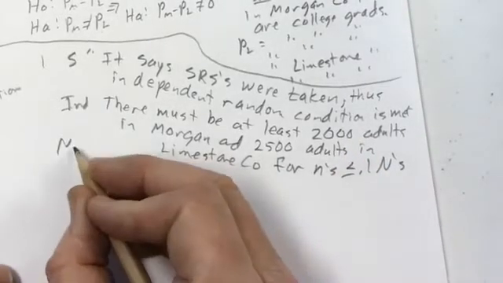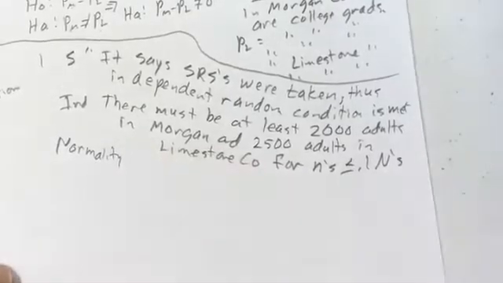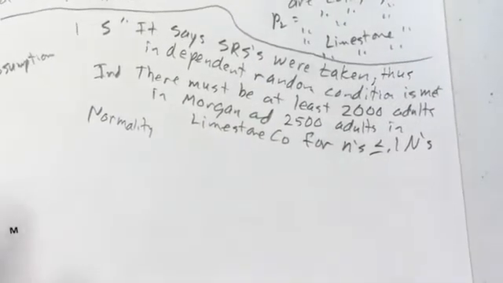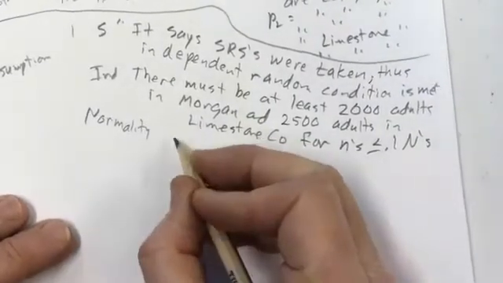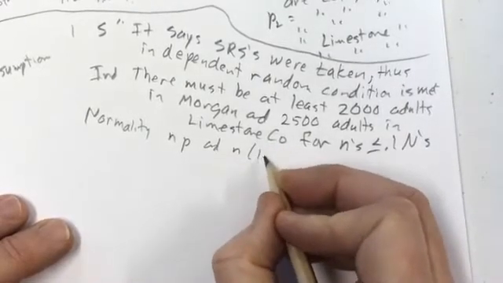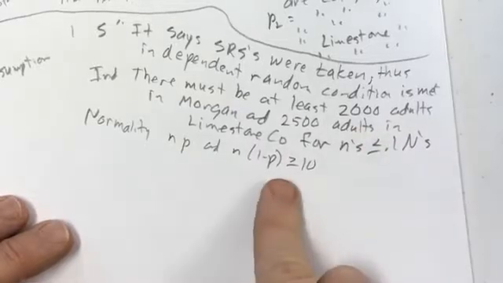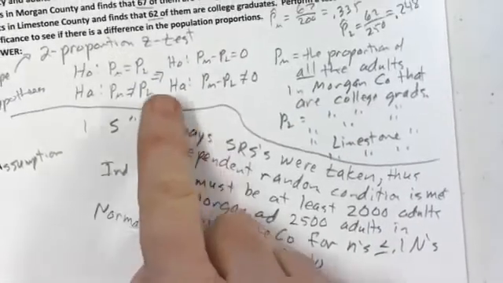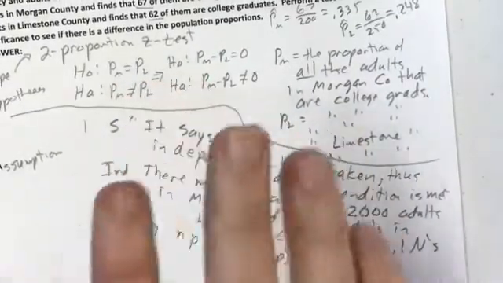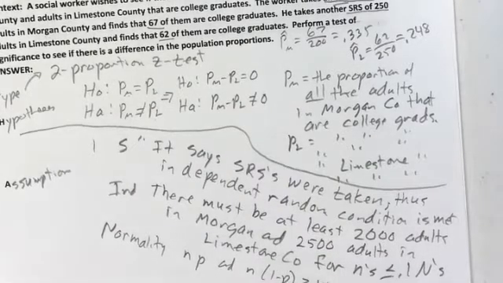And then lastly, normality. So for normality, n times p and n times 1 minus p have to be greater than or equal to 10. Now here's something that's a little new. Last chapter we used the p hats there, and in the previous section we used p naught. Now this is what we're going to do. We're going to use what is known as a combined p hat.